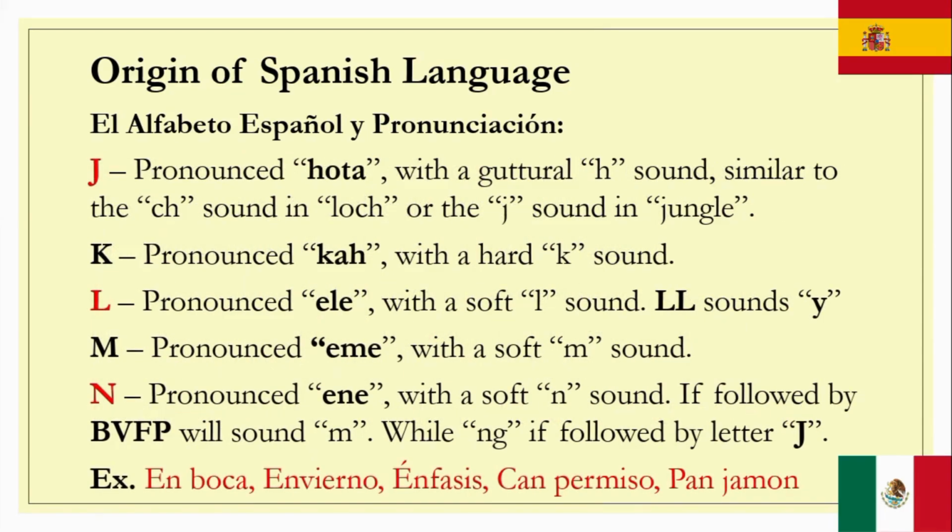J pronounced as hota with a guttural H sound similar to the CH sound in lodge or J sound in jungle. K pronounced as ka with a hard K sound. L pronounced as ele with a soft L sound. We also have doble L or double L that sounds Y in Spanish.